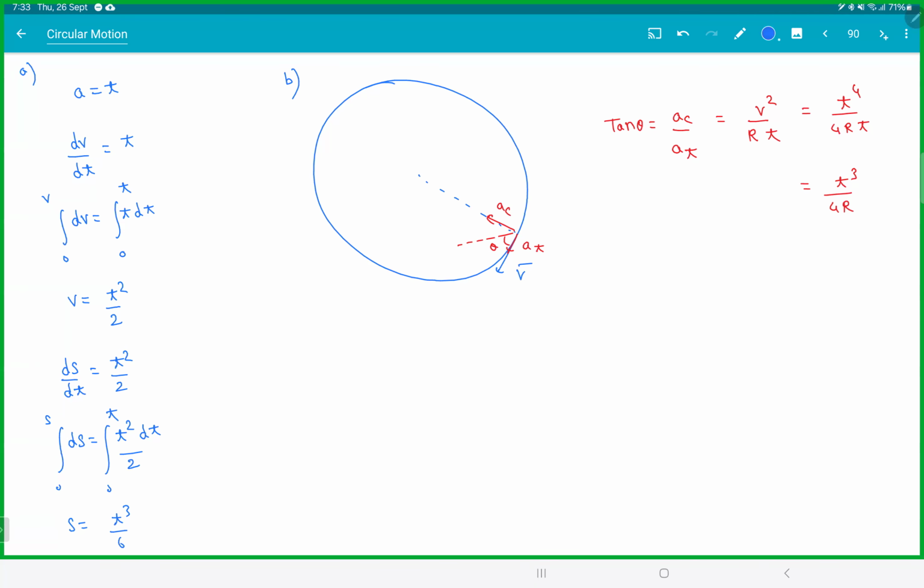And what else did I ask you? So this would be the direction of a net. The next question will be, you have to find a net. a net is root over a centripetal square plus a tangential square. You can calculate that. And what is friction? Friction is the one who's providing this. F is equal to m a net. And you're done.